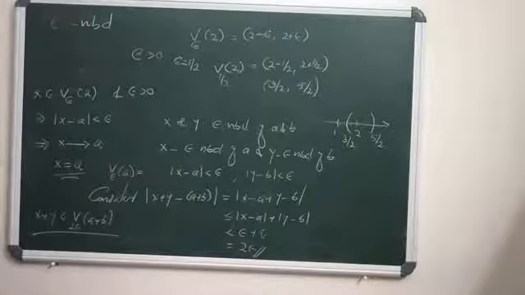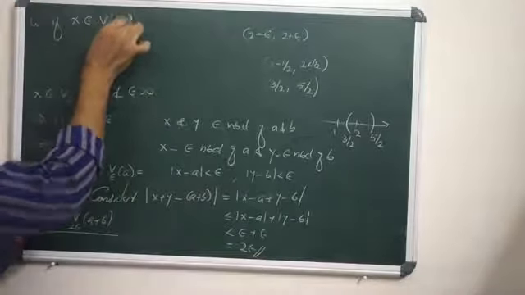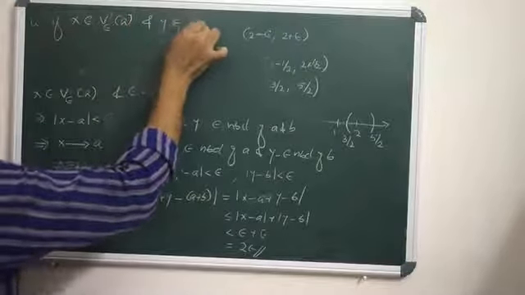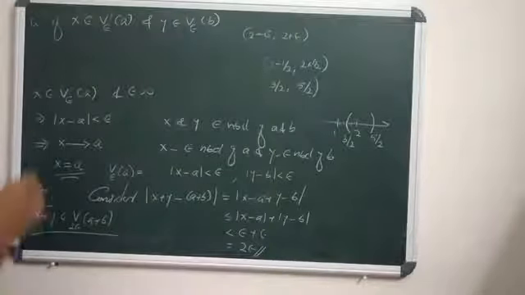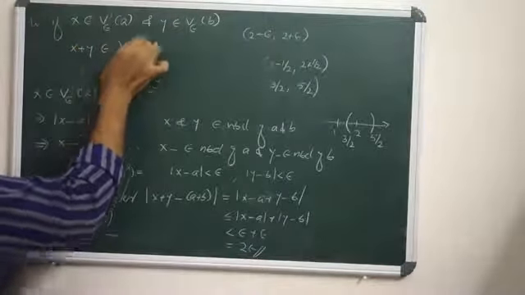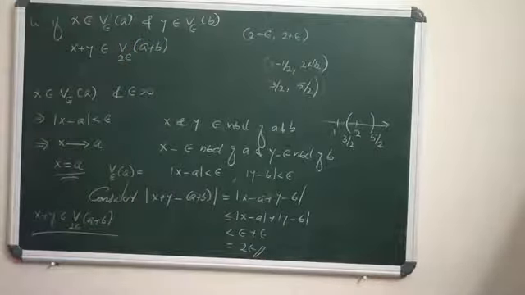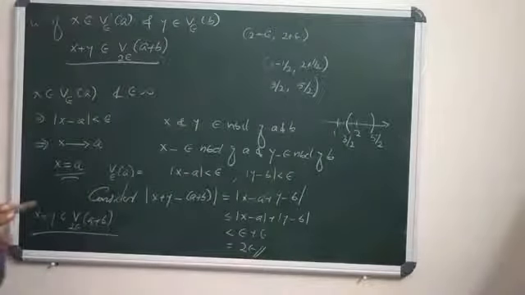So listen, we can conclude it in this way. If x is in V epsilon A and y is in V epsilon B, meaning x is in the epsilon neighborhood of A and y is in the epsilon neighborhood of B, then x plus y always lies in the 2 epsilon neighborhood of A plus B. Okay, this x plus y need not lie in the epsilon neighborhood of A plus B. When x lies in the epsilon neighborhood of A and y lies in the epsilon neighborhood of B, their sum x plus y lies in the 2 epsilon neighborhood of A plus B. It need not lie in the epsilon neighborhood of A plus B. Okay. Right.